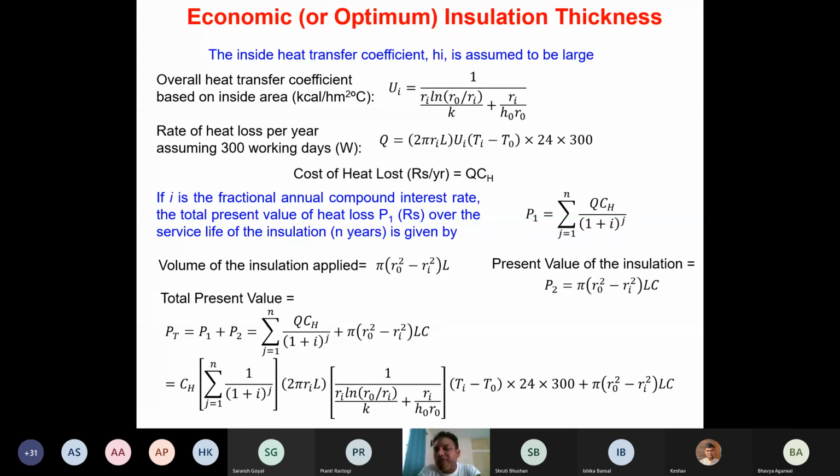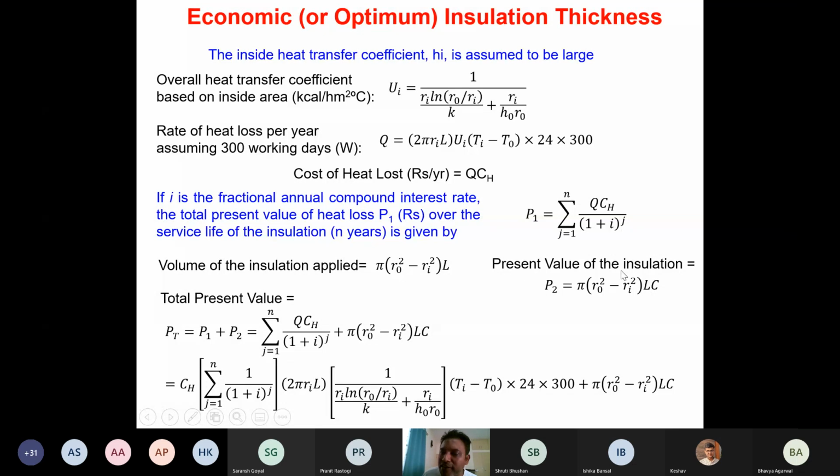Now there is another factor, which is the insulation cost. In general, insulation is purchased on a per volume basis, and then wrapped around the pipe. So let us calculate the volume of the insulation first. The volume of the insulation can be obtained directly as pi R naught squared minus Ri squared into L. R naught is the outer radius, Ri is the inside radius. That gives me the volume of the insulation applied, multiplied by the associated cost factor, which is C.